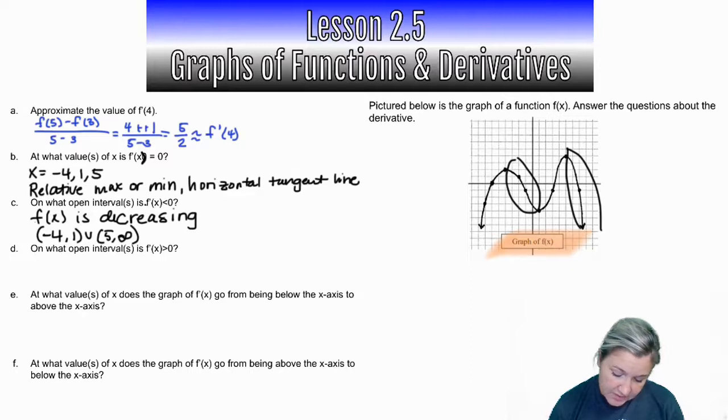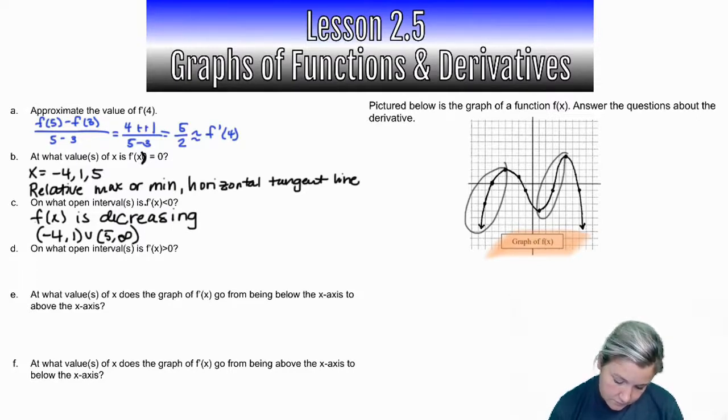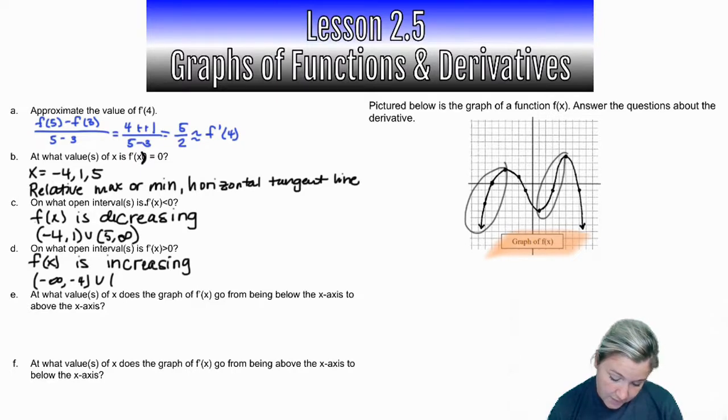And then on what open intervals is f prime of x less than 0? So those are going to be where your graph is decreasing. So it looks like my graph is decreasing here and here. So this is going to be where f of x is decreasing, and so this is going to be from negative infinity up to negative 4, and then unioned with 1 to 5. So both of those are going to be there.